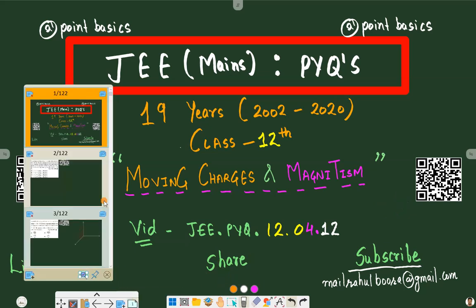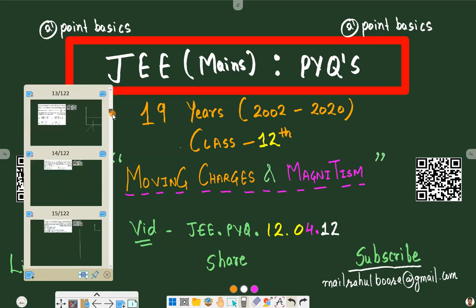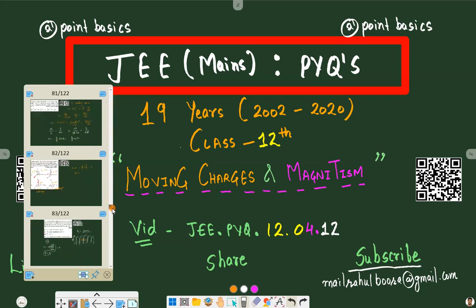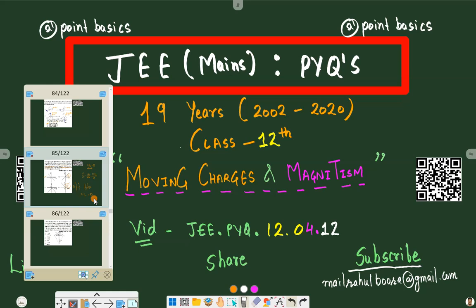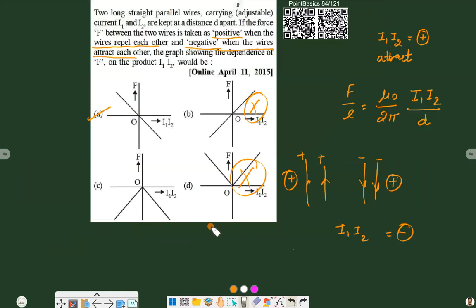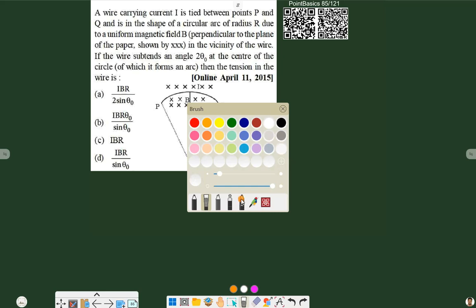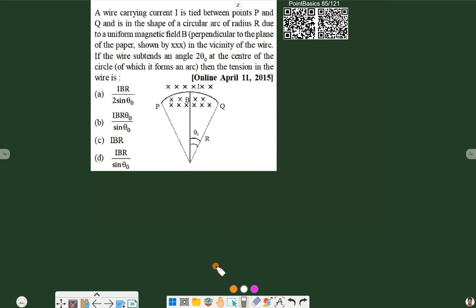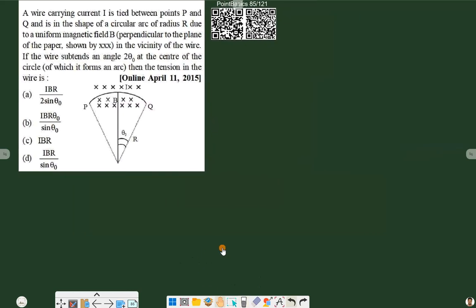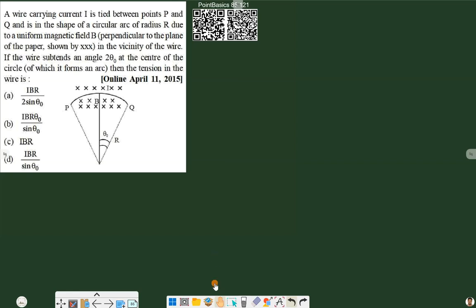As in the previous one, I think we were around question number 80. So that was the last one which we solved, and today we will start with 85. So let me adjust pen thickness on the screen. So let's start.